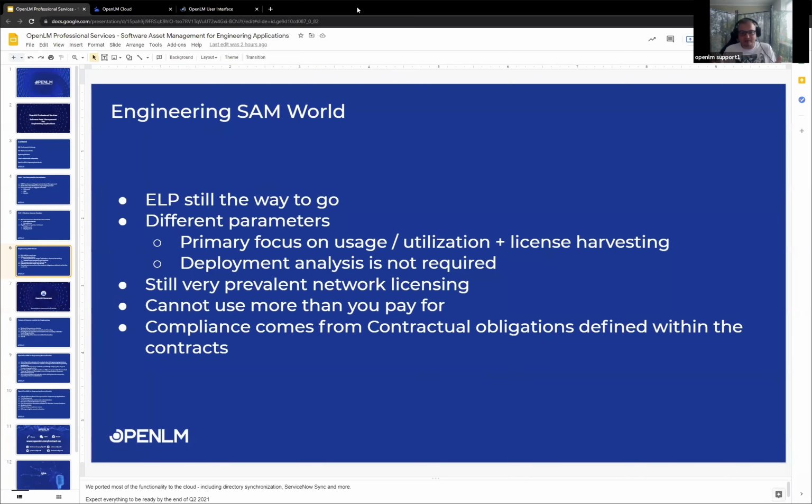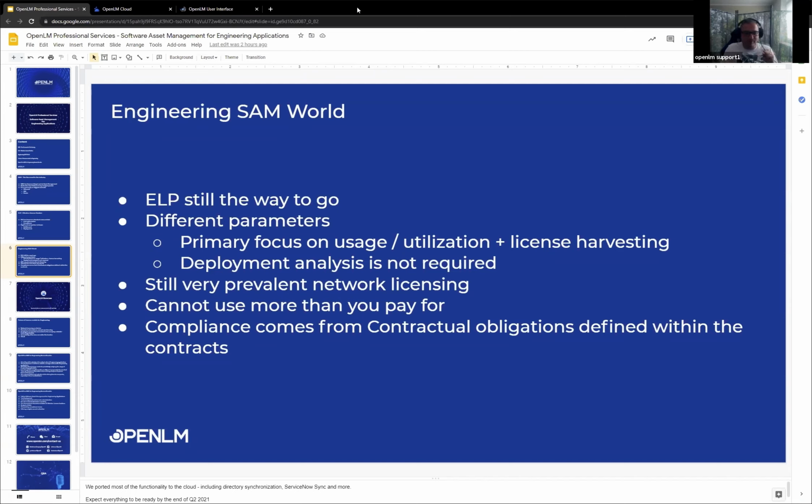What can you look at? How can you optimize in this case? The primary focus is on usage utilization. You can, by extension, also do some license harvesting. That's like the second step in the optimization of engineering SEM licenses. So that's mostly about that. That's the key. There are, like I said, similarities and there are differences.